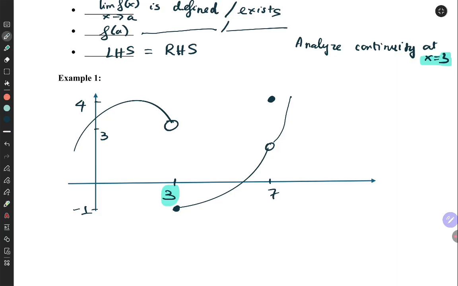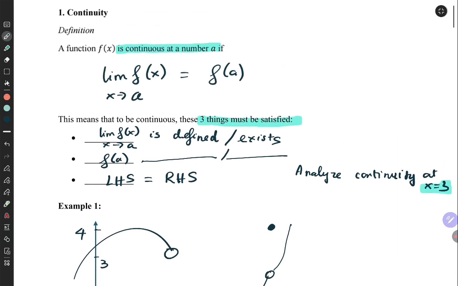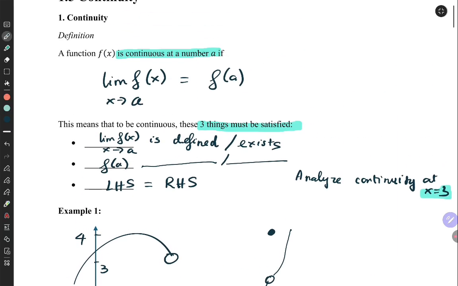Okay, so what does it mean by continuous again? Just that. Can you plug in at 3? Okay, you can. If you can, are they equal? Sure. So the limit here, limit when x approaches 3 from both sides, are they equal to f of 3? So let's analyze that. The 3 conditions.